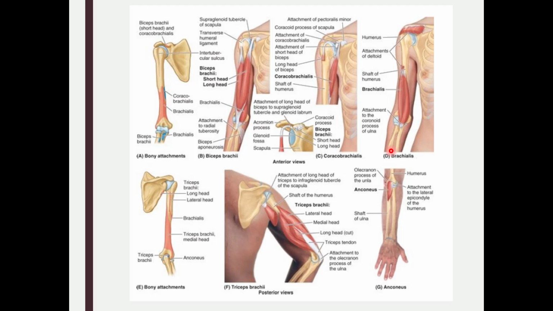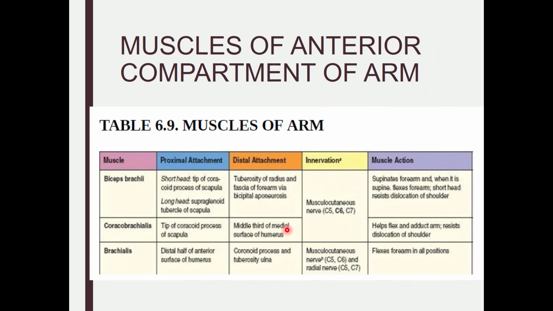Okay. This is the posterior compartment. They have shown here the triceps. Okay, this is the triceps which is present in the posterior compartment of the arm. Now the origin, insertion, the innervation and the muscular action of the muscles of the anterior compartment of the arm.